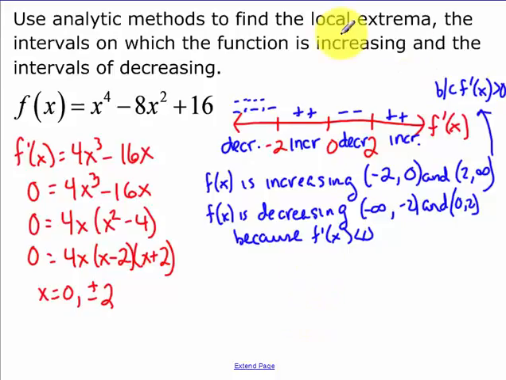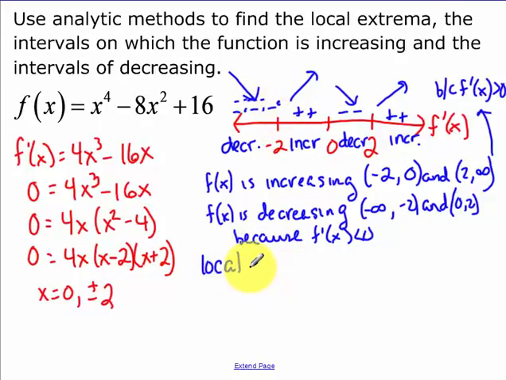Now we need to find the local extrema. So let's look at this. I have a decreasing function. Then I change to increasing. Then I go back to decreasing. Then I go back to increasing. So we're going to have some local max and mins, or relative max and mins.